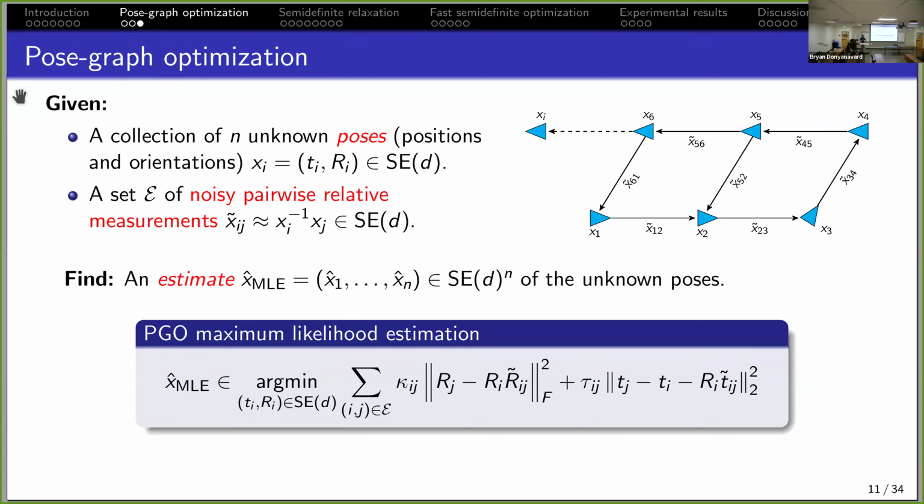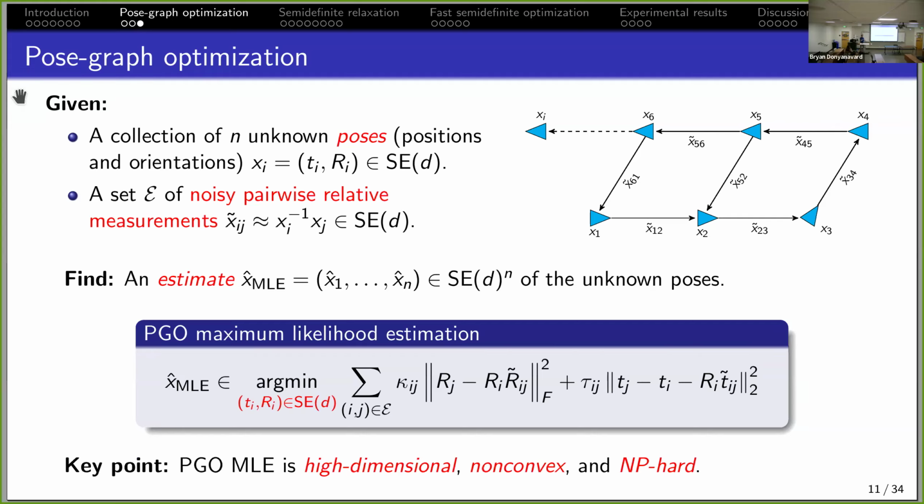But this problem is high dimensional because I might need to collect many, many scans to map out a building of this size. So I have to estimate many poses. And it's non-convex in particular because we're estimating robot poses which contain orientation states, and therefore the parameter space is non-convex. And not only is it non-convex, but you can show that this specific formulation of the problem is in fact NP-hard.